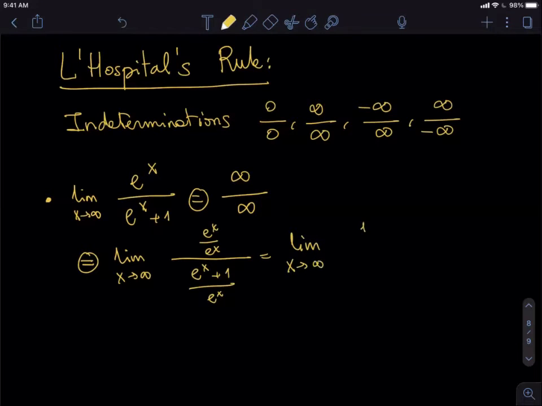So now it would be 1 divided by 1 plus 1 divided by the exponential of x, which is the exponential of minus x. But now the exponential of minus x as x tends to infinity has a limit 0. So this is equal to 1 divided by 1, which is 1. So the indetermination infinity over infinity in this case resolves to a limit of 1.